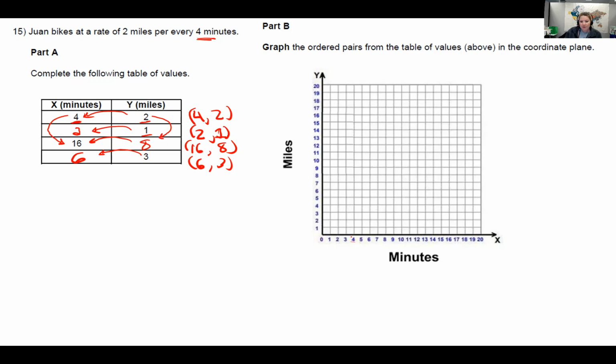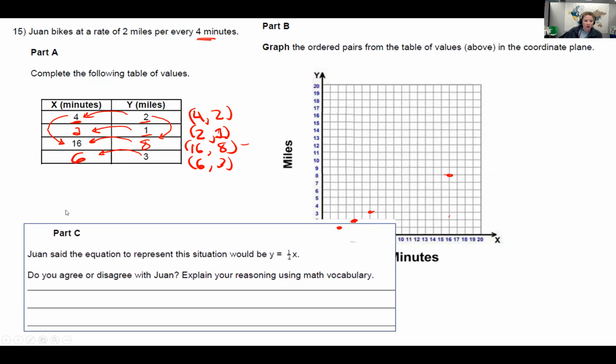So we're going to come up to 4, go right 4, up 2. Here we're going to go right 2, up 1. Here we're going to go right 16, up 8. Where do you see 8? Right there. And then here we're going to do right 6, up 3. All right. And if I connected those, it'd make a straight line. Awesome. I hope you got all those right.